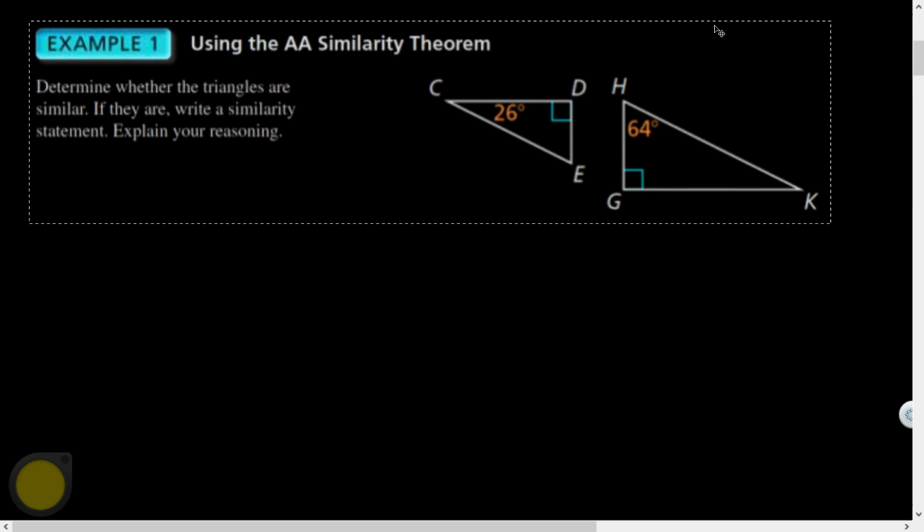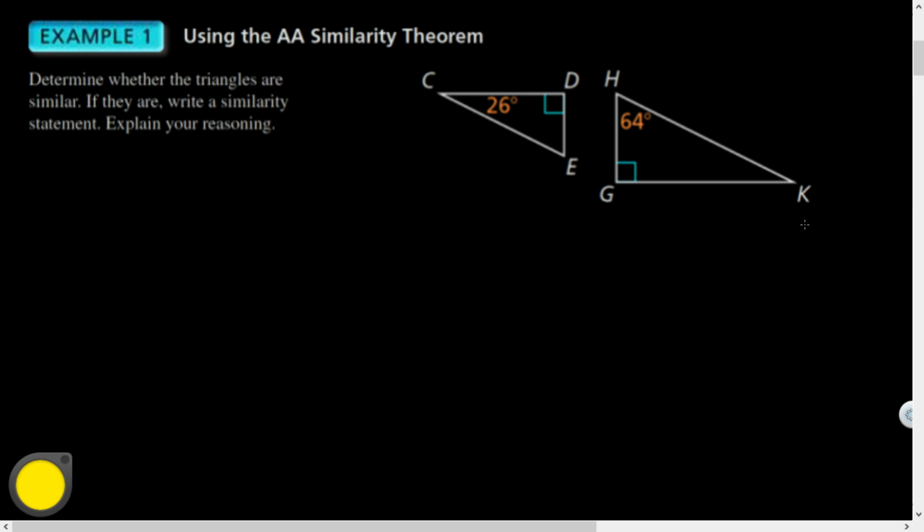So let's jump right down to example 1. It says determine whether the triangles are similar. If they are, write a similarity statement. Explain your reasoning. So what do you guys think, Haley? What do you think about this? I see two 90-degree angles, and 90-degree angles are always congruent to one another. Right angle congruence. But 26 is not the same as 64.